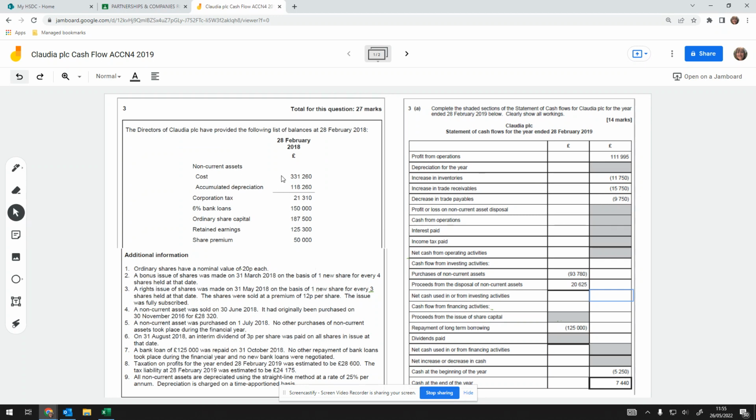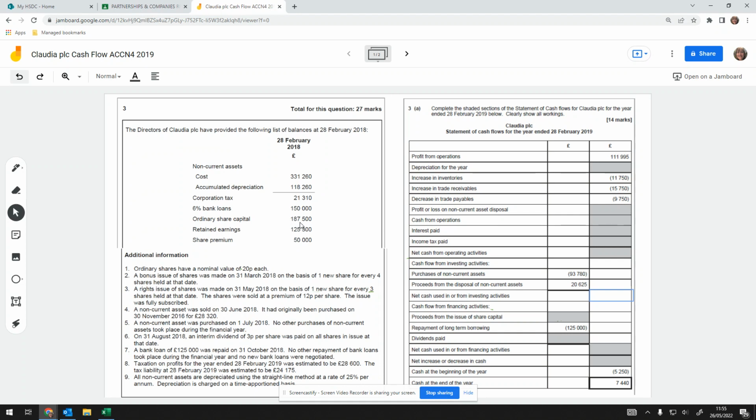We've got some information here about the cost of non-current assets and the depreciation to date on them. This is all at the end of last year, so these are opening balances for the year, which begins on the 1st of March 2018. Corporation tax 21,310, that's the liability, what was still owing at the end of last year, so that's been brought forward as a credit balance at the start of this year. We've got 6% bank loans, £150,000 worth there.